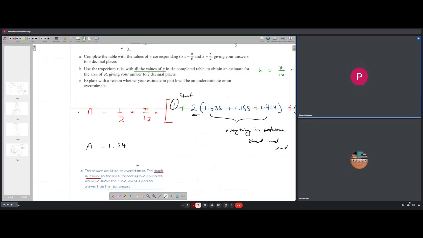I think if you want to justify your answer and you can think of a reason, then just say the graph is convex. Probably not, but I mean, it gives you a flow to your answer. It's like the main point. Graph is convex, so the lines connecting the two endpoints would be above the curve. Okay, right.